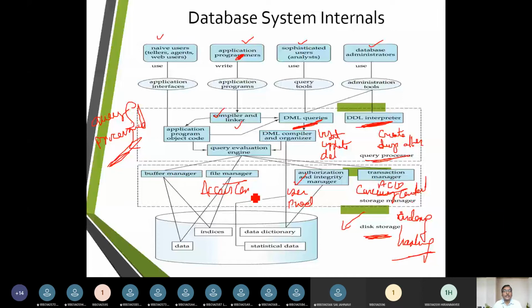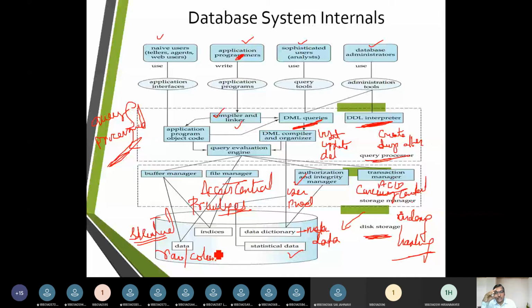So data is now in the form of a structured thing. When it is structured, it works with rows and columns. As far as database architecture is concerned, the first thing is that there are novice users, sophisticated users, or database administrators who use a database, and they put up their queries.